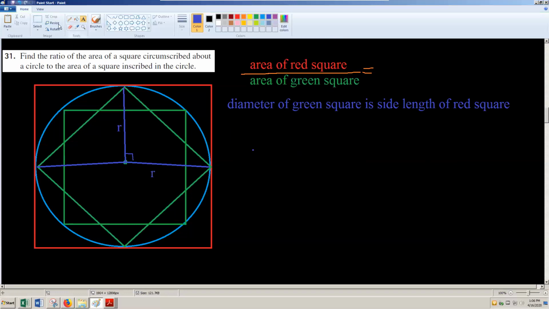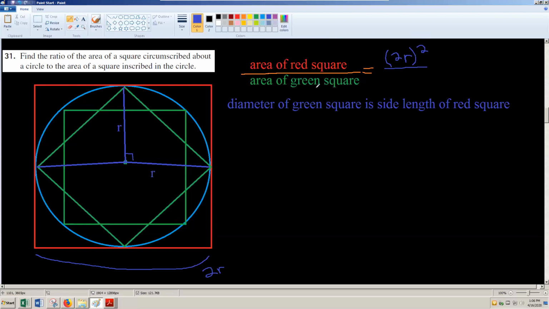Now if I want to relate these things, I could talk about the length here on the bottom as being 2r. So the area of the red square is going to be 2r squared, divided by, and now I have to figure out the area of the green.